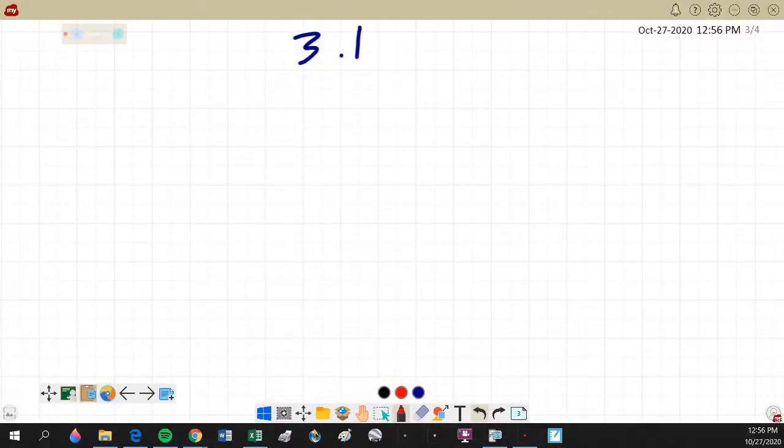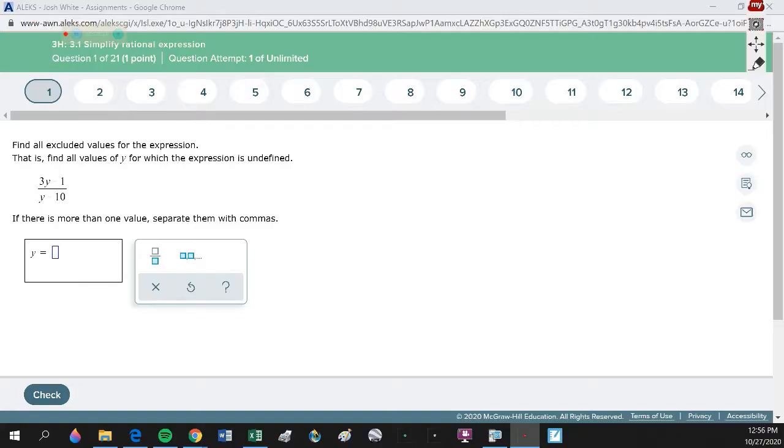are learning about what are called rational expressions. So in mathematics, rational means fraction, and an expression is just something with variables and numbers in it. So your assignment is 3.1 in ALEKS, and the first question says find all excluded values.